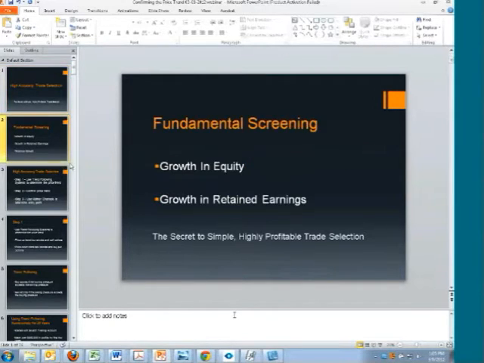In previous webinars, we covered the fundamental screening we use to select companies with good earnings growth potential. We look at a company's growth in equity, growth in retained earnings, and revenue growth to try to find those companies with the best profit potential. So that fundamental screening is all part of the big picture when we're trying to select the stock with the best profit potential.